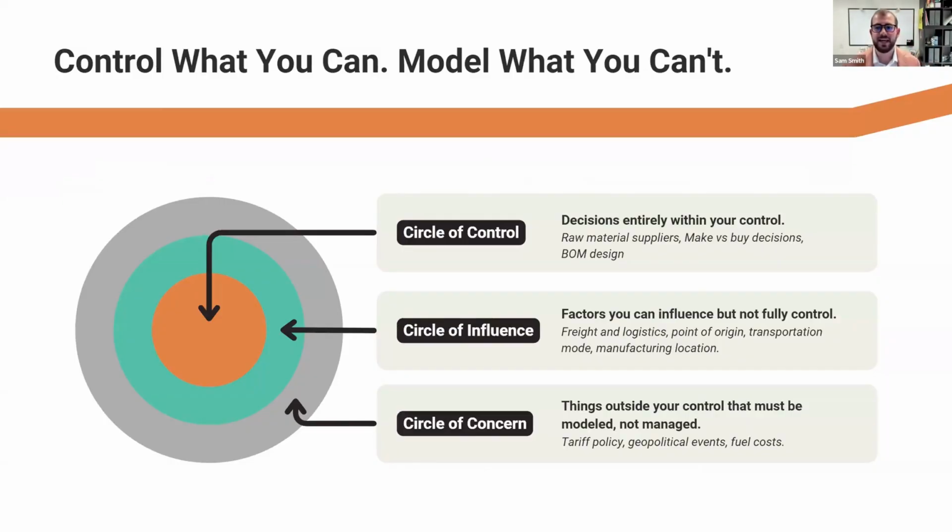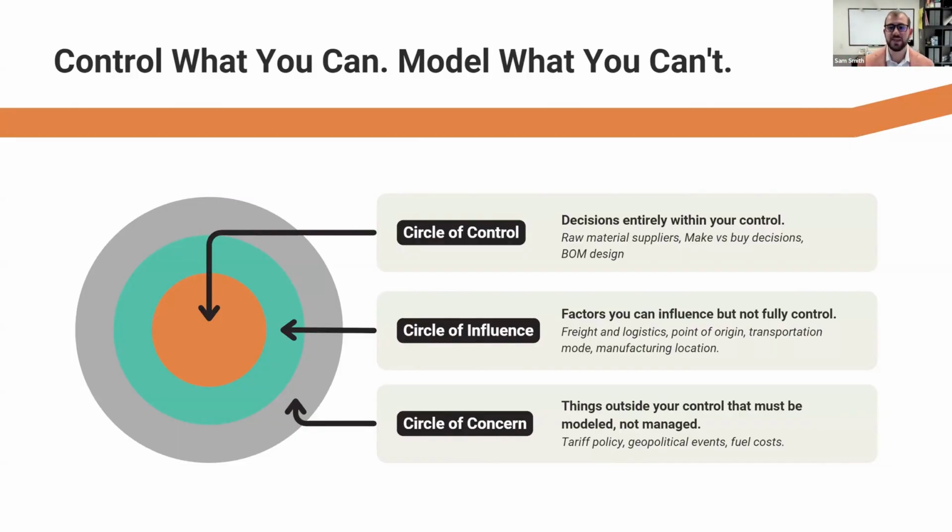Now, I want to take a step back here and talk about how we frame our role as cost engineers in a volatile trade environment. There's a mental model I find useful, and it maps pretty cleanly into the 3 circles that you see here on this slide. The innermost circle is what's fully within our control. Raw material suppliers we've selected, make versus buy decisions, BOM design. These are levers that we own. When trade conditions shift, this is where we should look first on ways to respond.